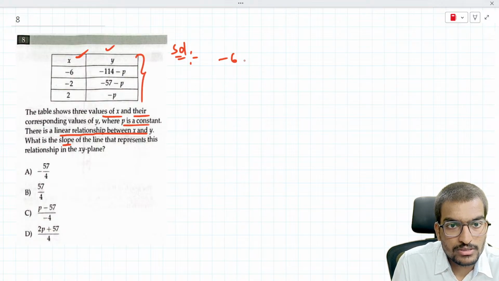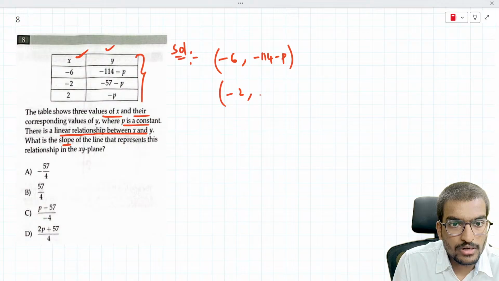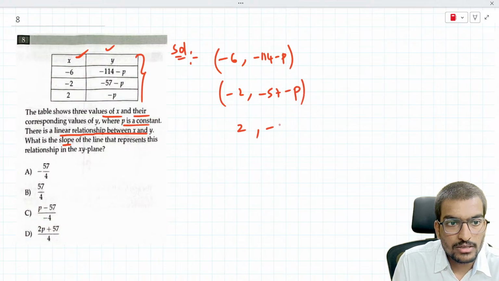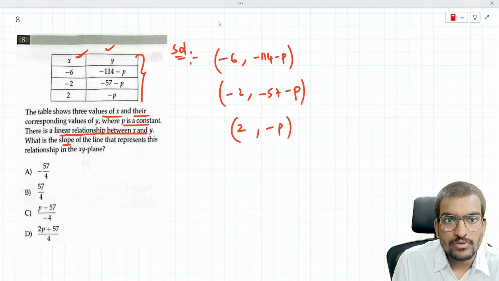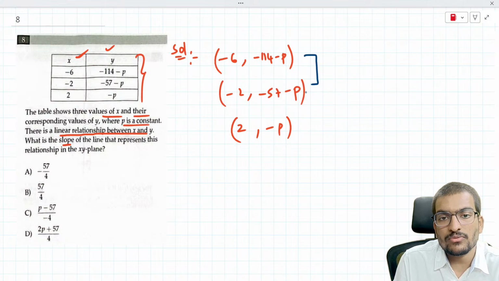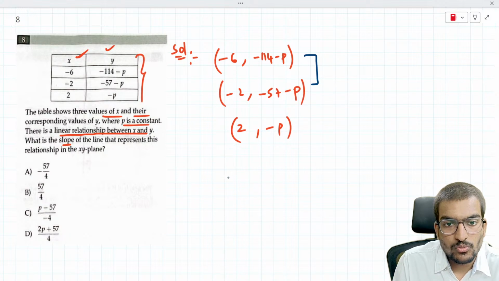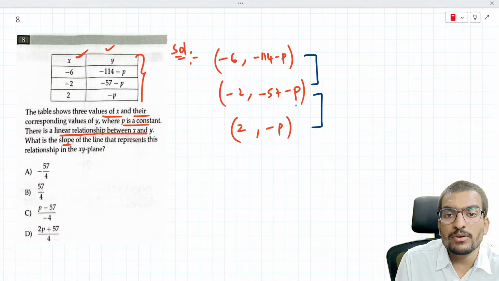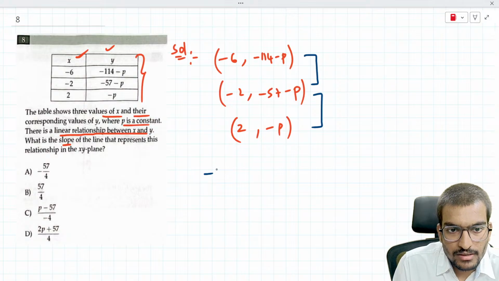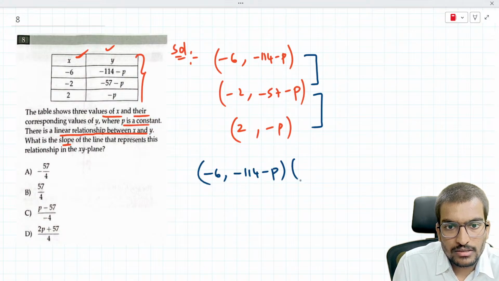What points do we have? One is negative 6 comma negative 114 minus p, another is negative 2 comma negative 57 minus p, and the third is 2 comma negative p. Generally, if we have 2 points, we get the slope using those 2 points. So I'll take this pair and this pair, and equate them, since the slope of both must be the same.